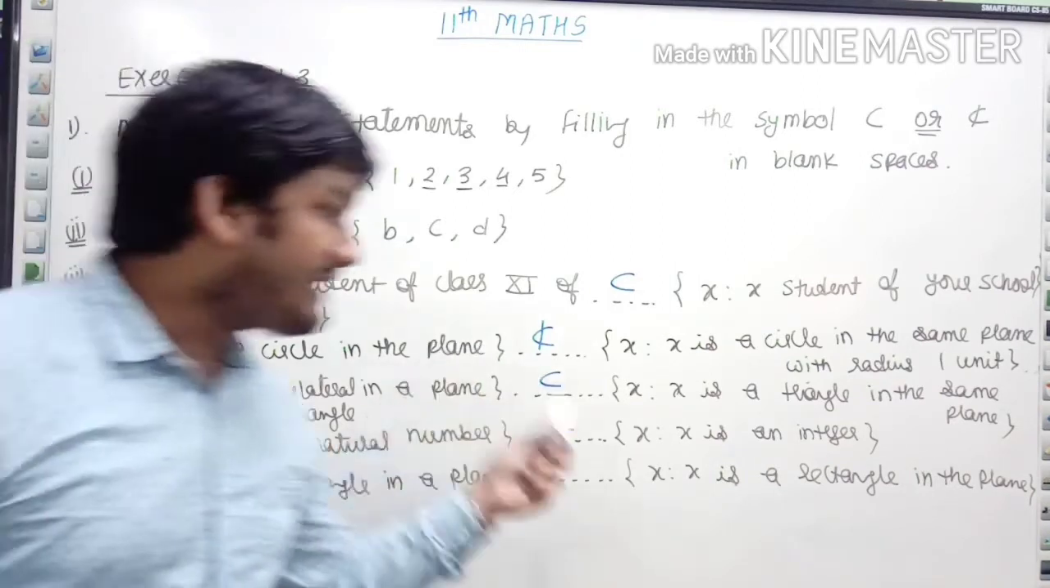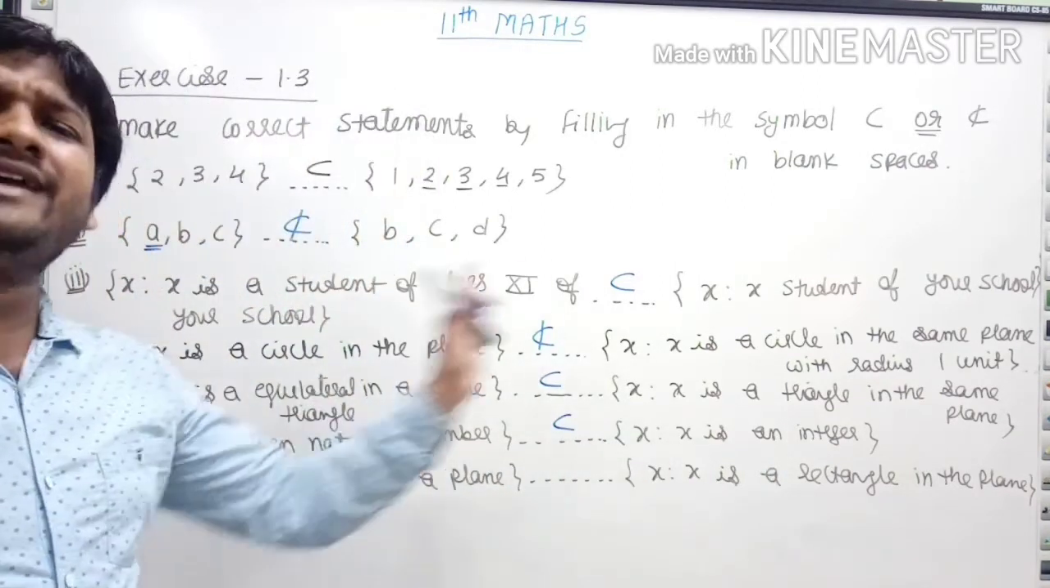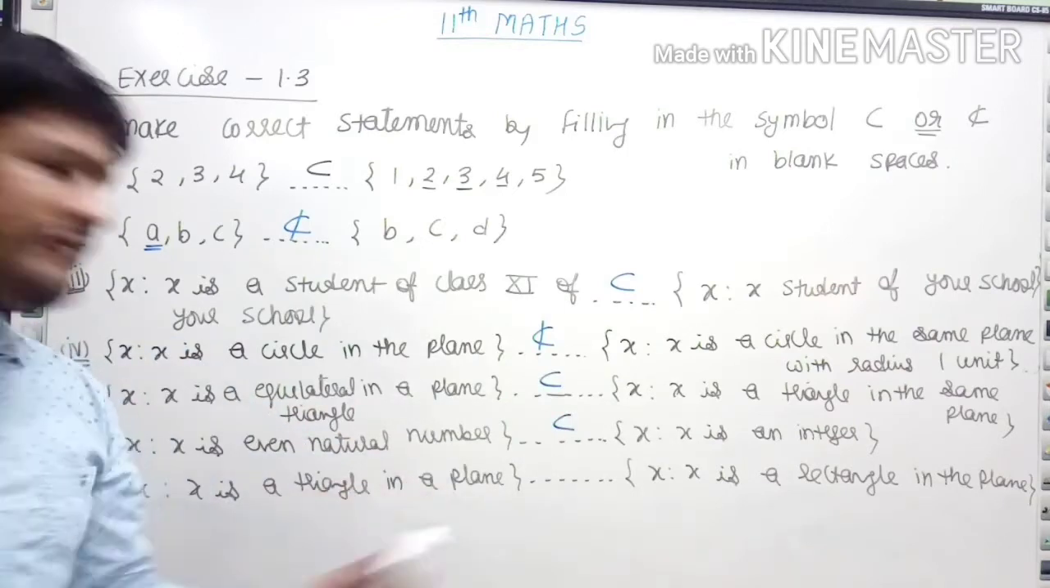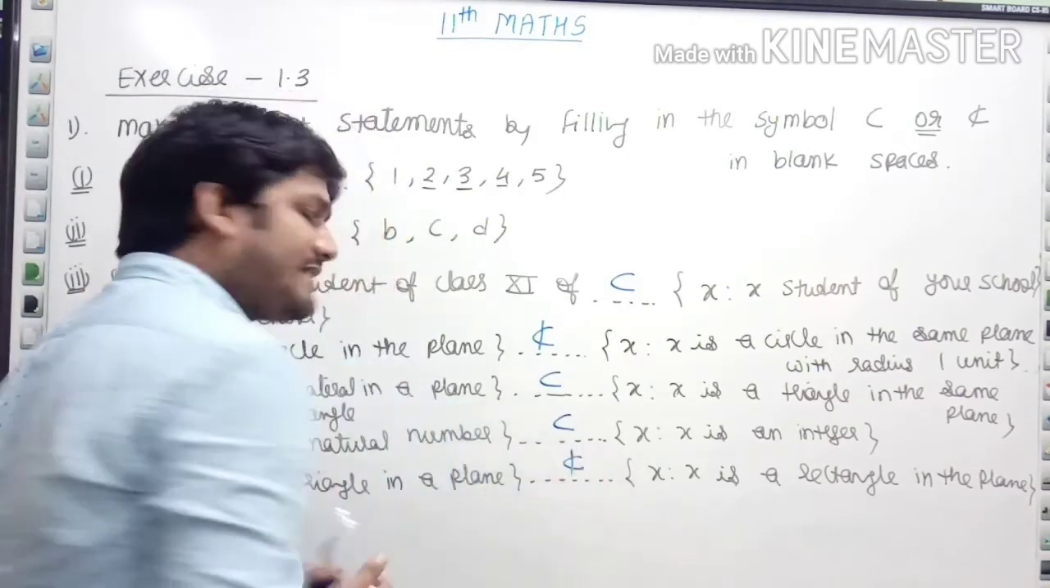So the last one, X is a triangle in the same plane, and X is a rectangle. A triangle cannot lie in a rectangle. They both are different. We say it is not a subset.